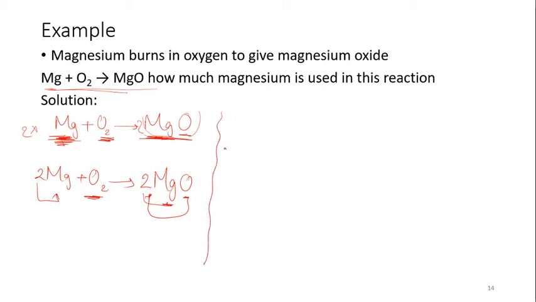to know how much magnesium is used, I have to multiply the number of moles by the relative atomic mass of magnesium. So the number of moles, which is 2, multiplied by the relative atomic mass of magnesium, which is 24.3, that would give me 48.6. This means I have 48.6 grams of magnesium that reacted to give me this magnesium oxide.